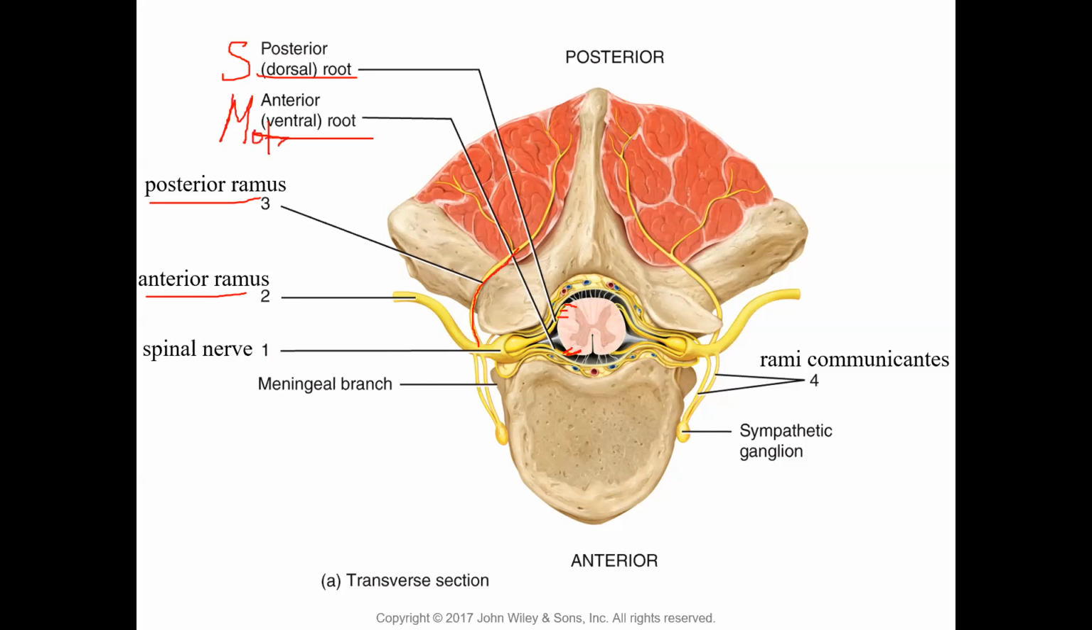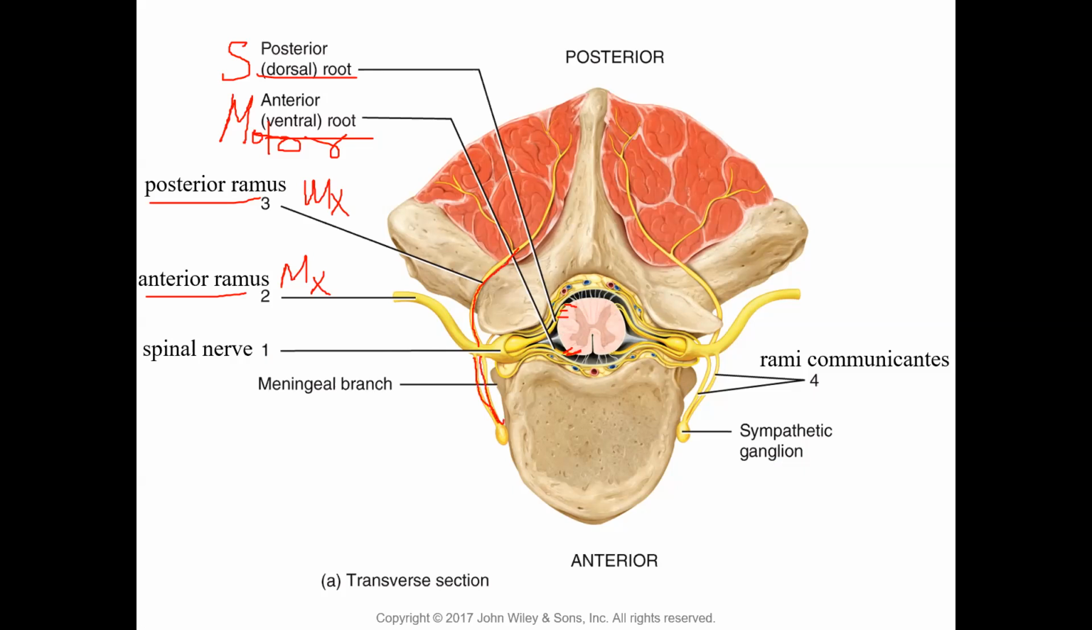Right motor here, because the posterior ramus is mixed. These are both mixed, okay? The posterior root goes back and innervates the muscles of the back, and the anterior root, and we'll talk more about the anterior root in a bit, and then you have these two little things coming out in the front.